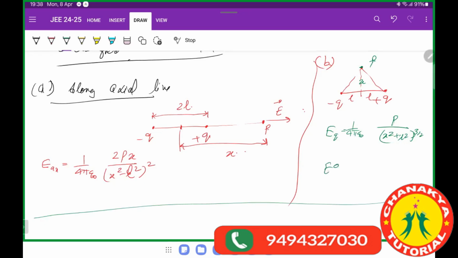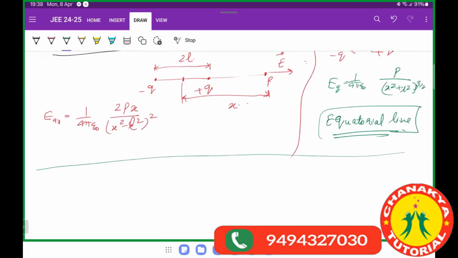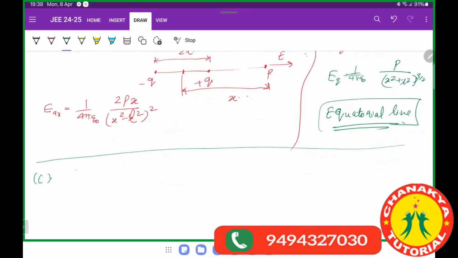This is your equatorial point, or line. Axial point means along the side, along the line. Equatorial means somewhere at a point away, at equal distance from both ends. Now, out of all this, there is one standard equation for any point.